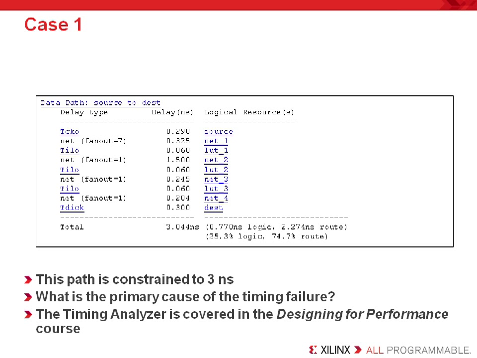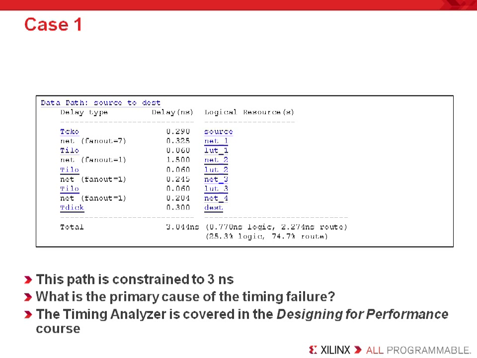Now, this path was constrained to 3 nanoseconds. But the real thing to ask yourself is, what is the primary cause of the timing failure? And the first thing that I see here is, of course, that the 1.5 routing delay for the net out of the first LUT is a little excessive when you compare it to the other net delays. But, of course, this has got a fan out of 1.